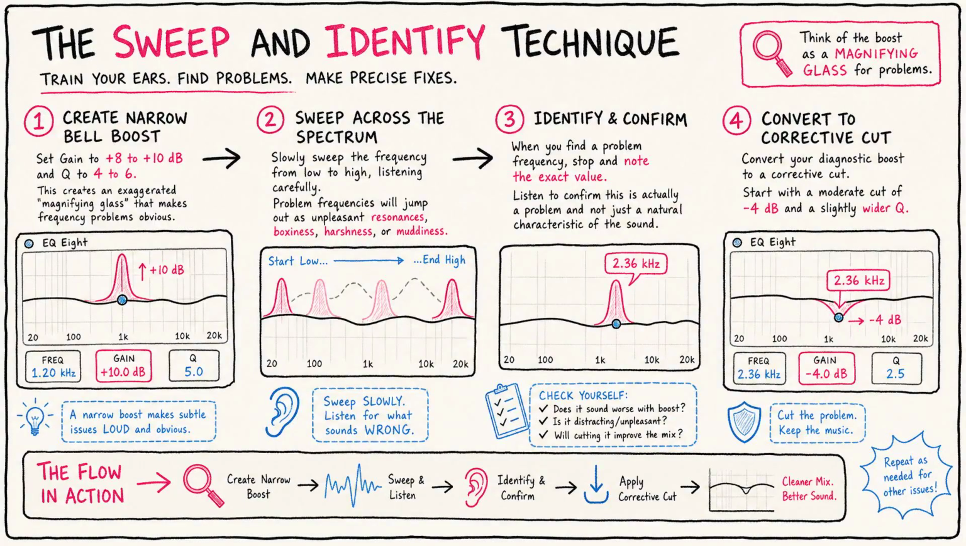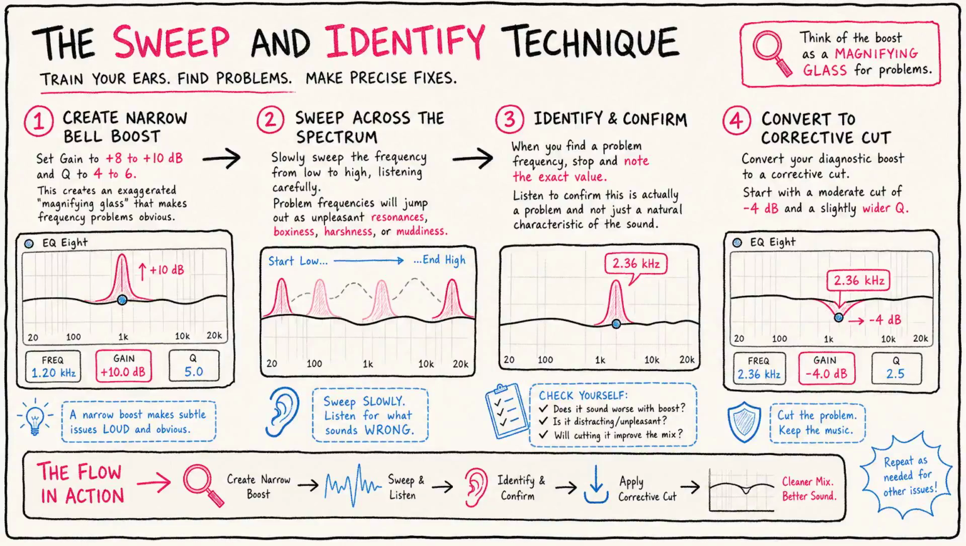Step 1. Create a narrow bell boost, set gain to +8 to 10 dB and Q to 4 to 6. This creates an exaggerated magnifying glass that makes frequency problems obvious. Step 2. Slowly sweep the frequency across the spectrum from low to high, listening carefully. Problem frequencies will jump out as unpleasant resonances, boxiness, harshness, or muddiness. The boost acts as an audio highlighter, making subtle issues obvious.